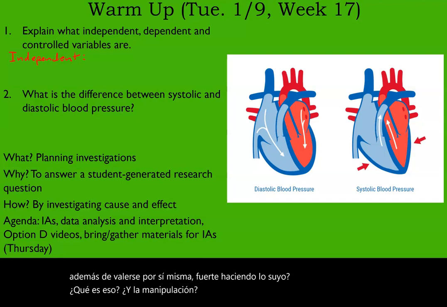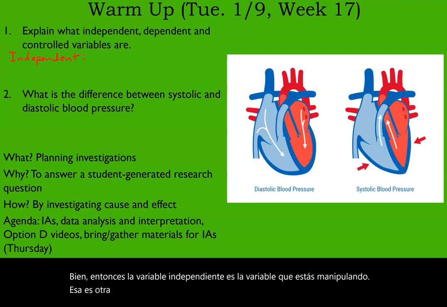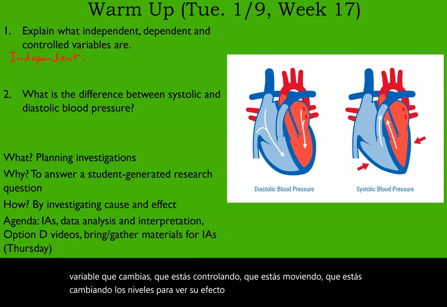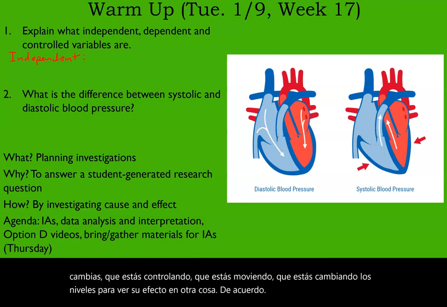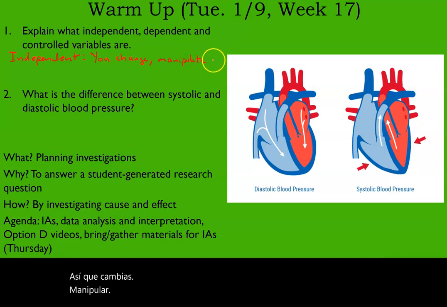Okay, so the independent variable is that variable that you are manipulating. That's another word for it, the manipulated variable. So it's the variable that you change, that you're controlling, you're moving around, you're changing the levels for to see its effect on something else. So independent: you change, manipulate, adjust. You're kind of in control of this one, okay?